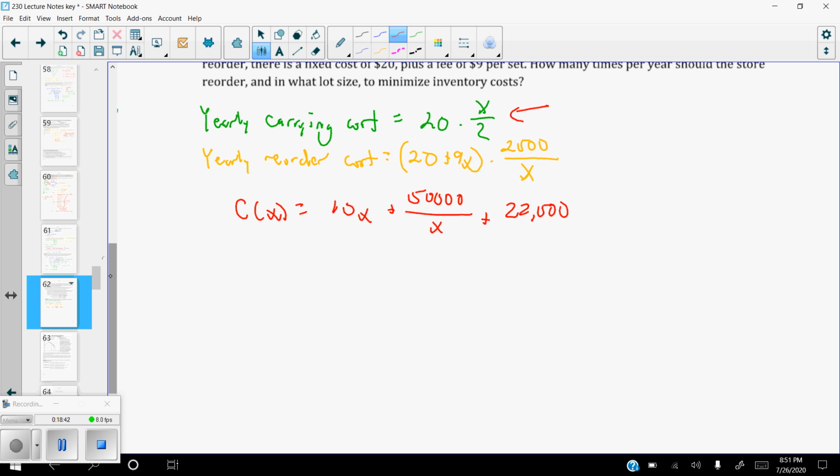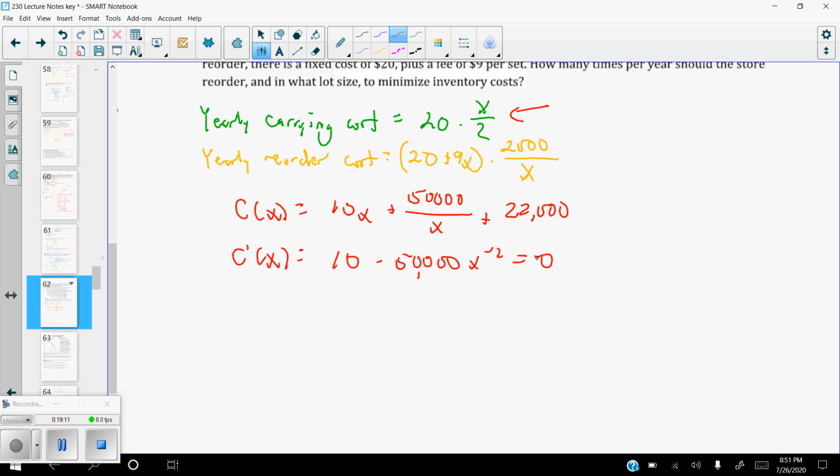Now we're trying to minimize this. So let's go ahead and take a derivative, which is just going to be 10. Now, don't forget, 50,000 over x is like 50,000 x to the negative 1. So really, I should erase that because we're going to get negative 50,000 x to the negative 2 power, and then the derivative of 22,500 is 0. So we're going to set that equal to 0.